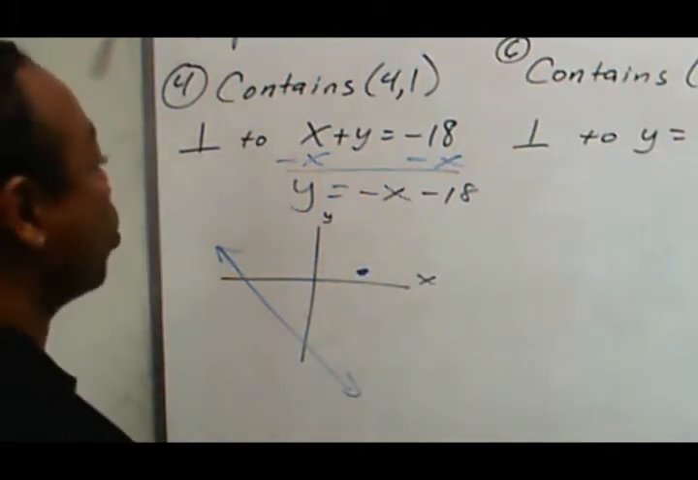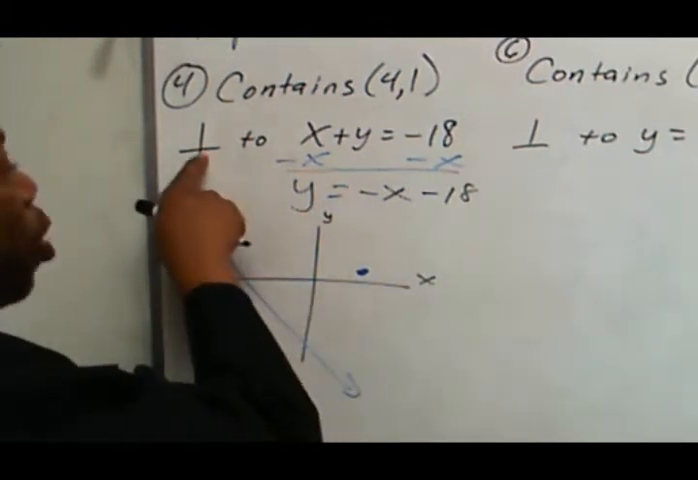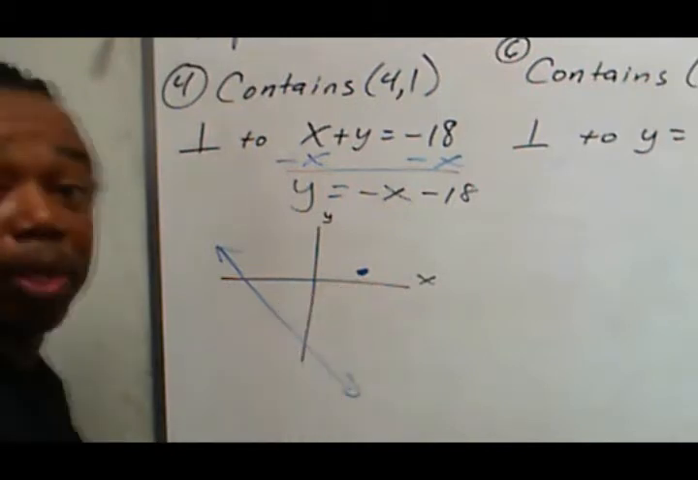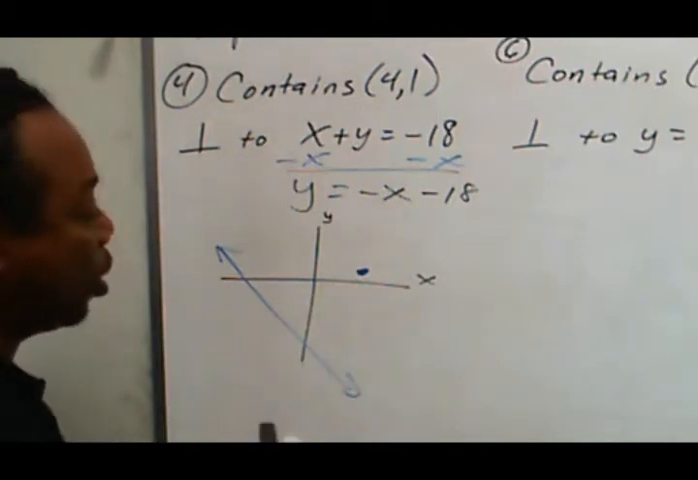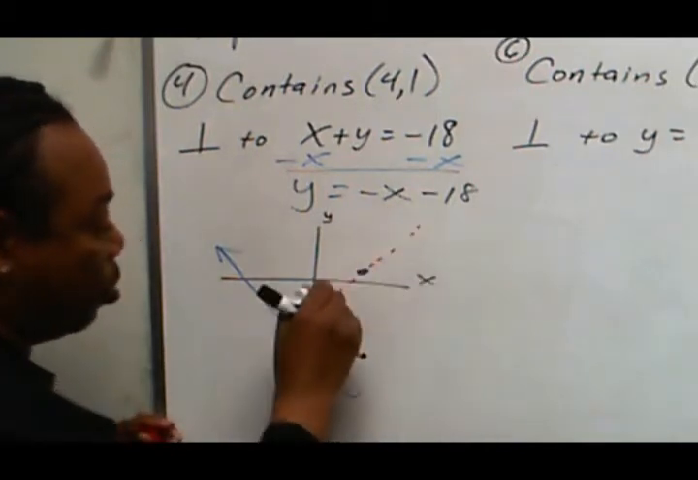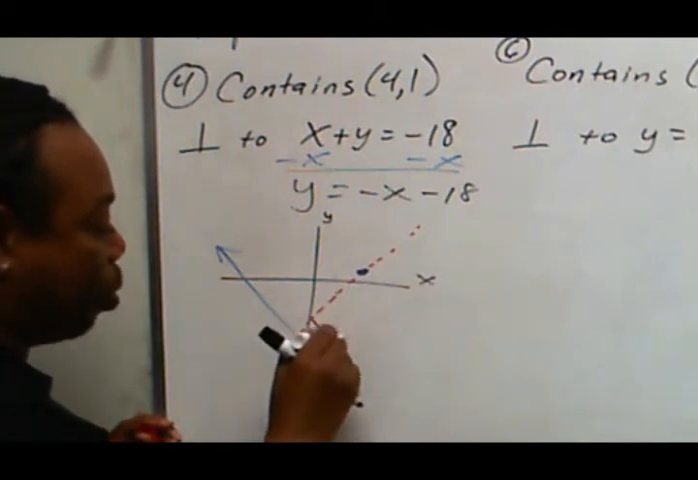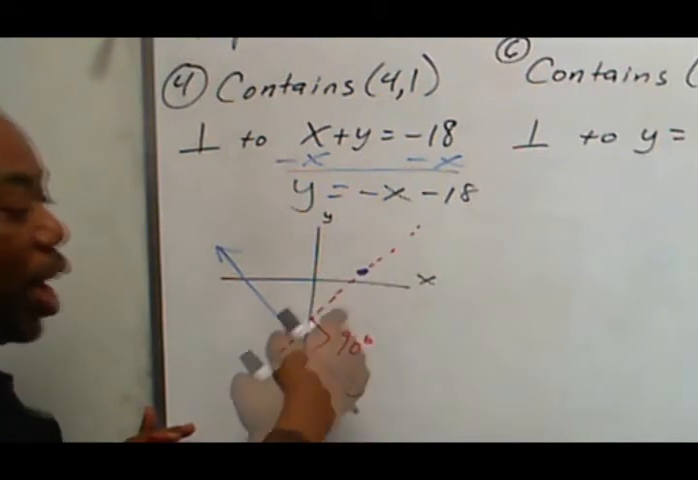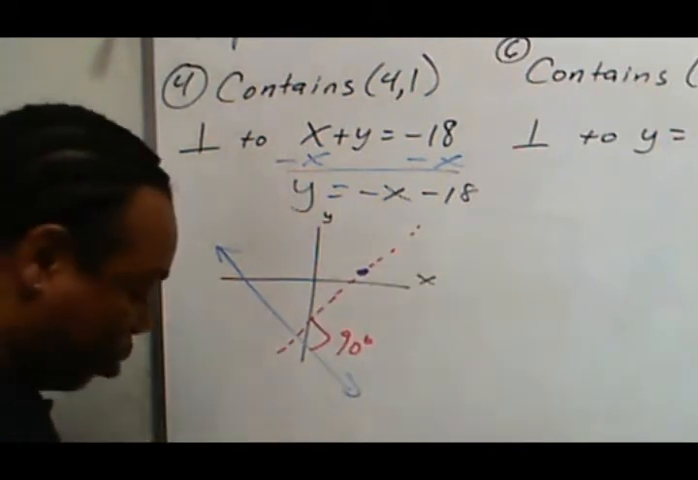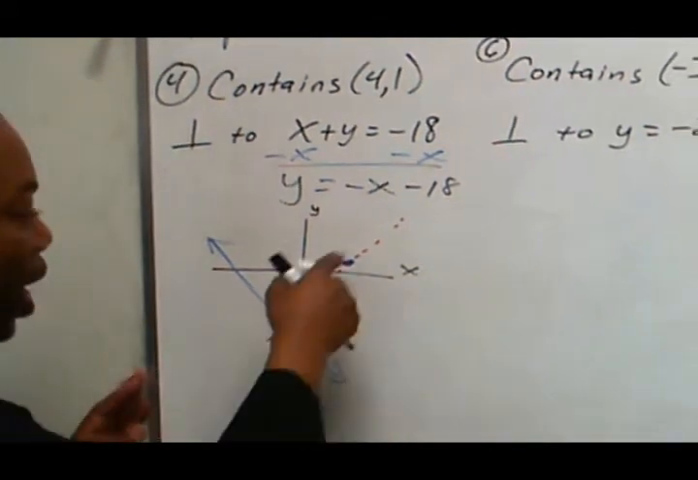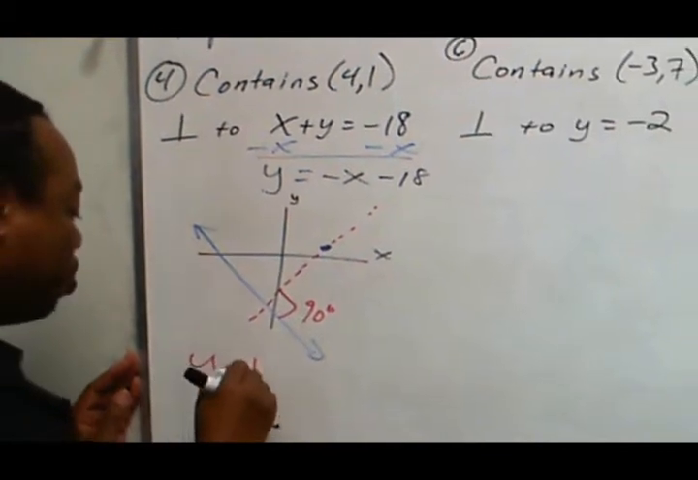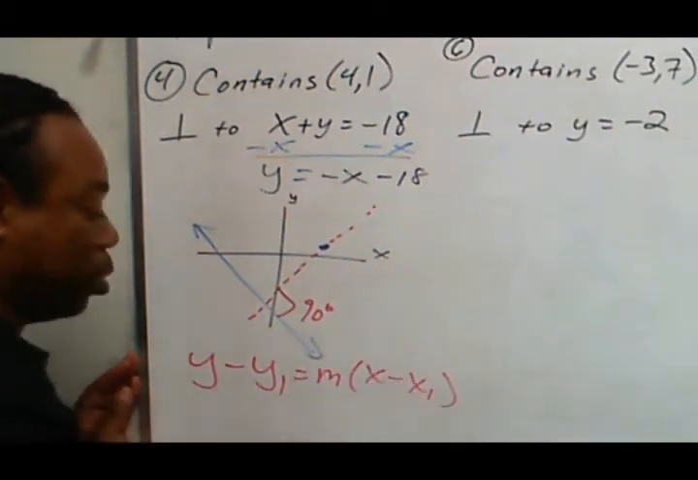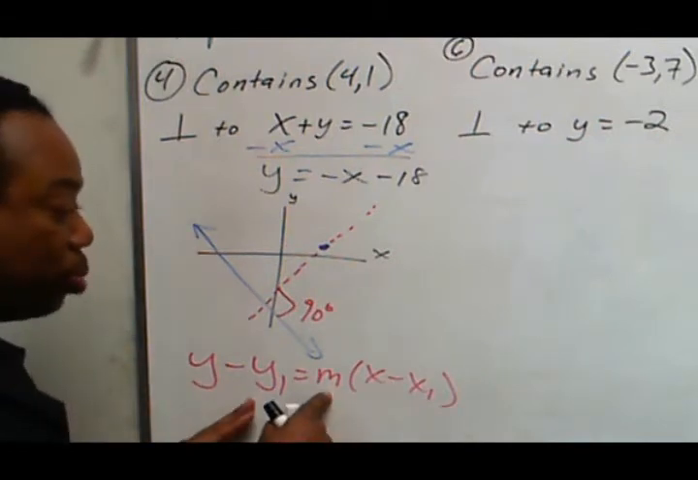What we're looking for is a line that's going to be perpendicular to this one and go through (4, 1). So what that will look like is a line that goes here that hits it at a perfect 90-degree angle. So we're looking for the equation of this line right here in red. To find that line, we pull out y minus y1 equals m times x minus x1, and we need a point and a slope.